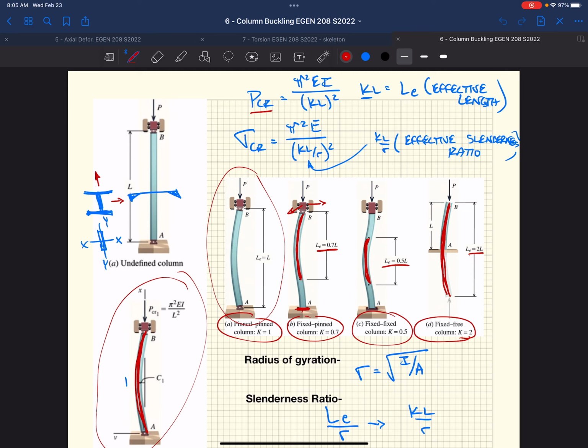Similarly, if we reduce fixity from our pin-pin idealized case, if we do a cantilever, for instance, we end up increasing the overall length of our column because we don't have that fixity at the top, or one end. And so we end up having to double the length of the column in order to account for the fact that we don't have the extra fixity.